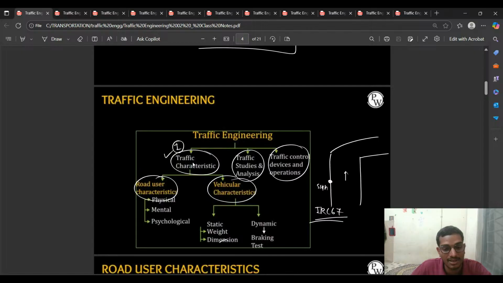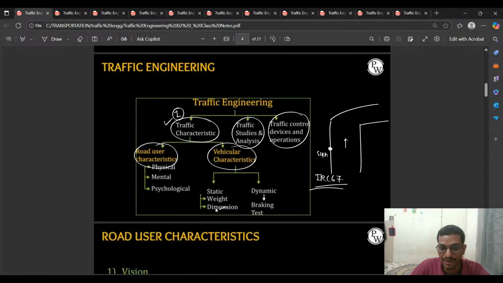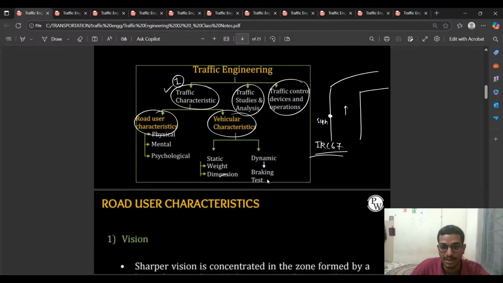In traffic characteristics, road user characteristics and vehicular characteristics. In road user characteristics, physical, mental, psychology. Vehicle has statics and dynamics. Statics means weight and dimension, and dynamics means braking test.